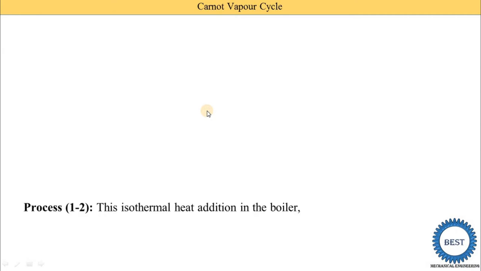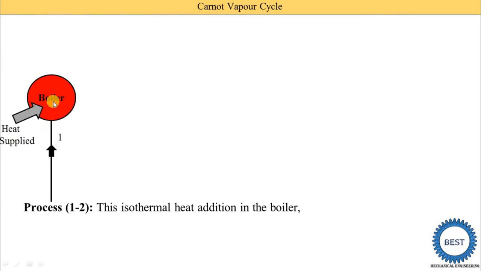So the first process is isothermal heat addition in the boiler. This component is the boiler. In a boiler, we know water is supplied and the water is converted into steam. For converting the water into steam we need to supply some heat energy to the boiler, and the water entering at point 1 is converted into steam at point 2. So it is denoted as process 1 to 2, and here we mention isothermal heat addition.